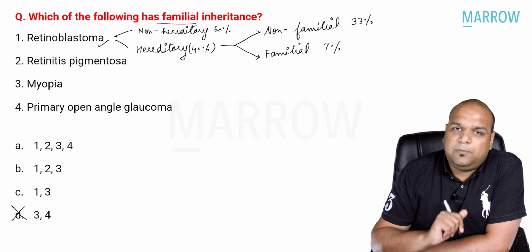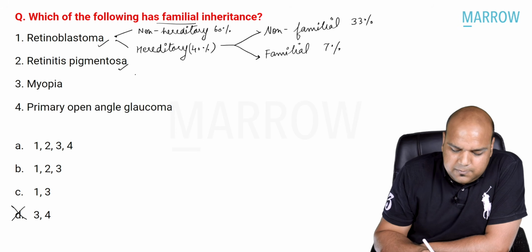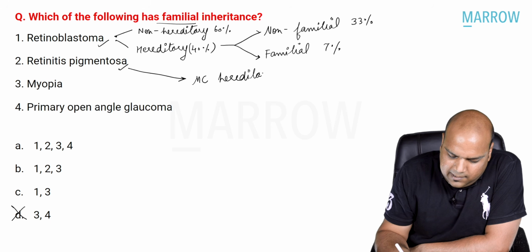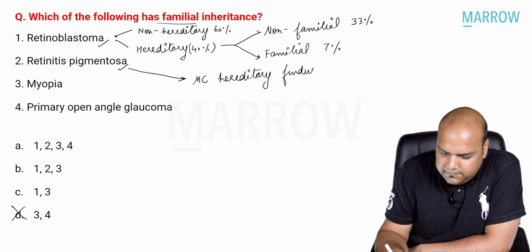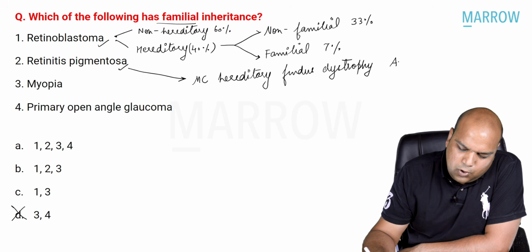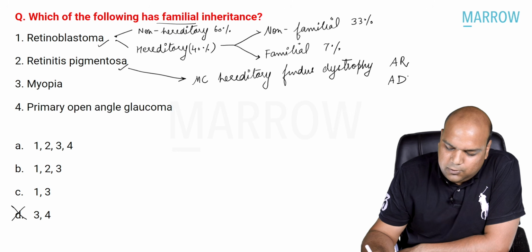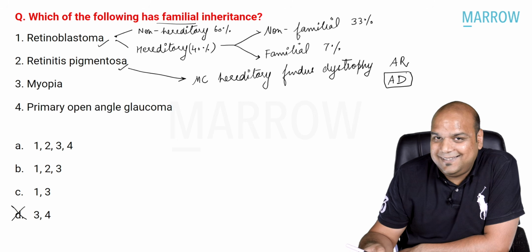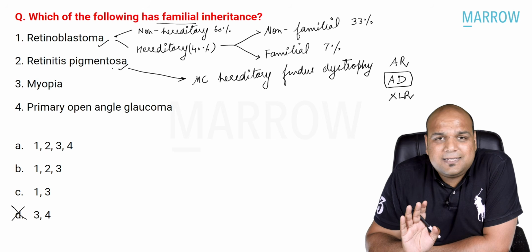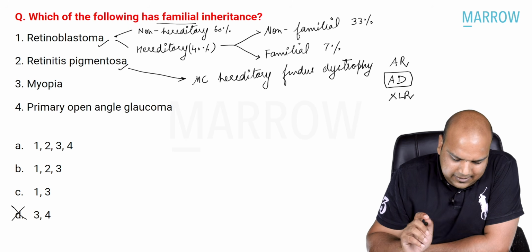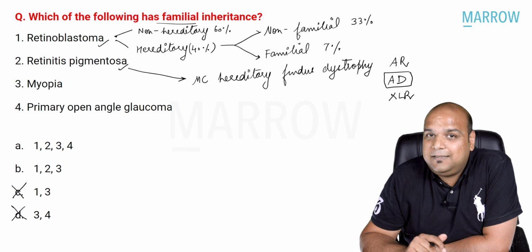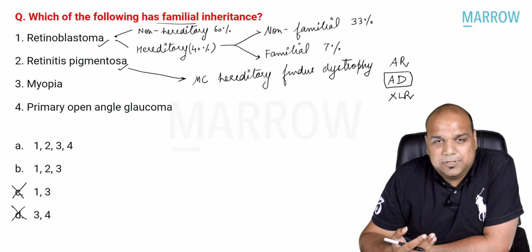Now let us move on to the second option, retinitis pigmentosa. Retinitis pigmentosa, all of us remember, again I hope, that this is the most common hereditary fundus dystrophy. And actually it can have multiple inheritance patterns. Most common is autosomal recessive, but it can be autosomal dominant. That means it can be familial, yes or no? It can also be X-linked recessive. So again, I know retinitis pigmentosa is true, that it has familial inheritance. So now based on this, option C gets ruled out because option C only says 1 and 3. I am left with two options, option A and option B.